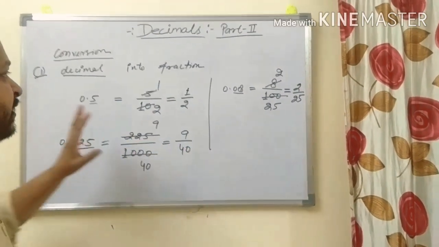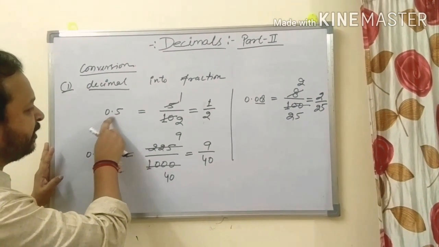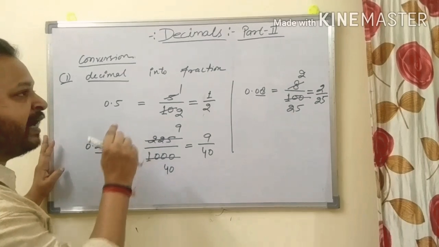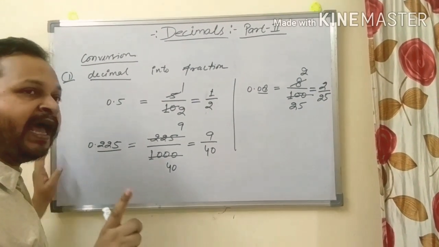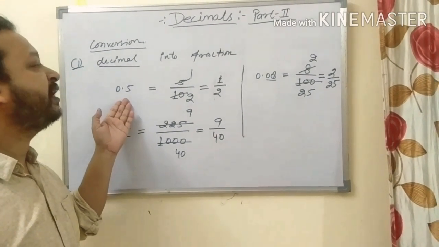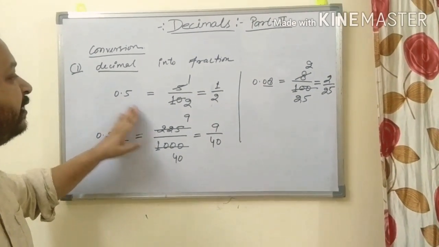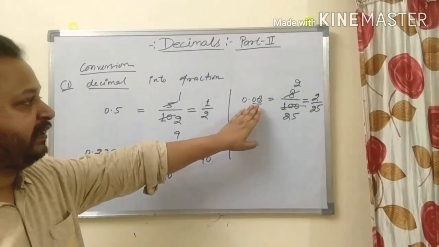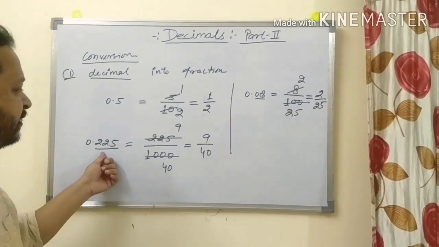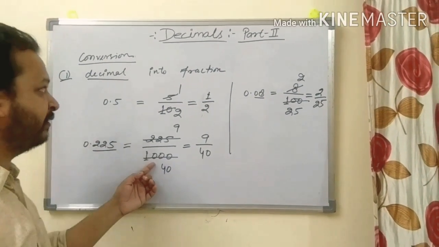So right. The first thing you have to remember is that if any decimal number is given, first write the decimal number. After that, write 1 in the denominator and put as many zeros as the decimal places in the given number. Here only one decimal place is there, so only one 0 we have put. Here there are 2 decimal places, so 2 zeros. Here there are 3 decimal places, so we put 3 zeros after 1, right?